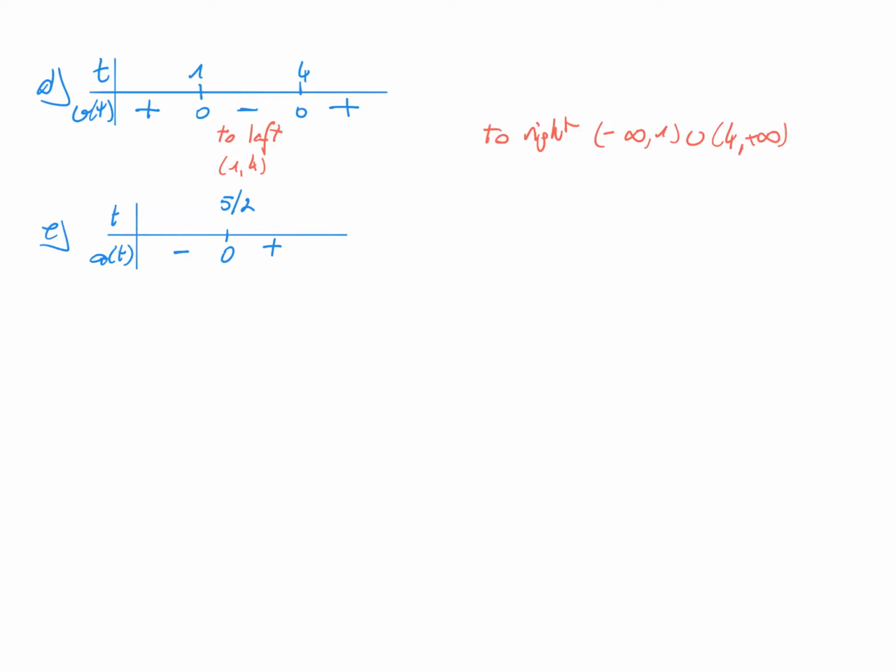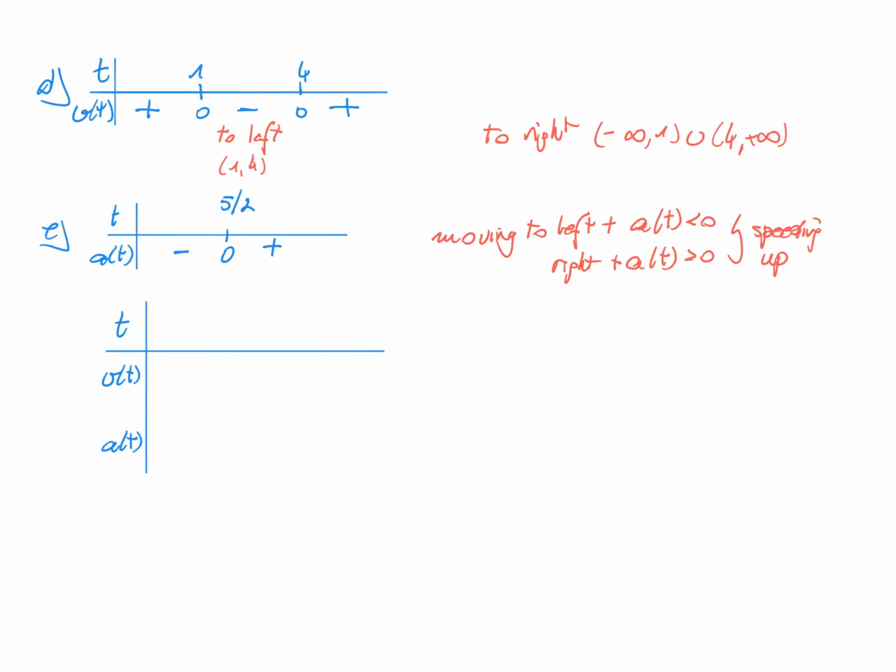And then you have to combine this with what we found in D, so with what we saw in the velocity. If we then have that the point moves to the left, plus my a of t is negative, then it will be speeding up. Same thing moving to the right, plus a of t positive is also speeding up, and everything else is slowing down. So we combine now both of the sign charts.